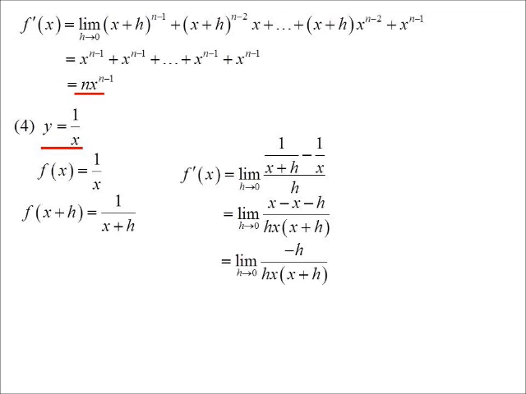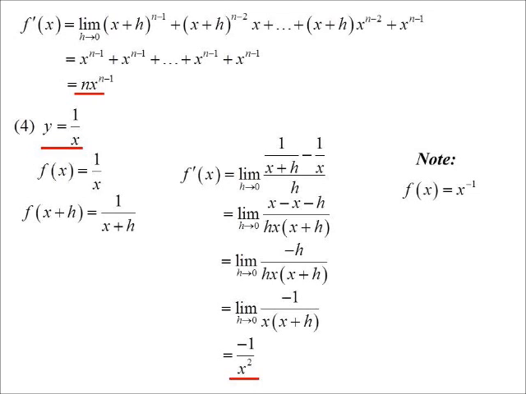The minus h will cancel with the h in the bottom. And I now have minus 1 on x times x plus h. We're interested in when h approaches 0. So that will become minus 1 on x squared. So could I have used the other formula? Well, let's have a look.